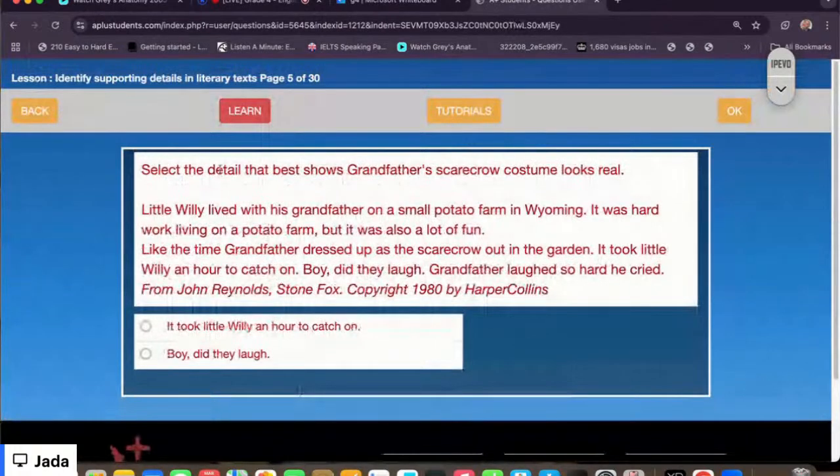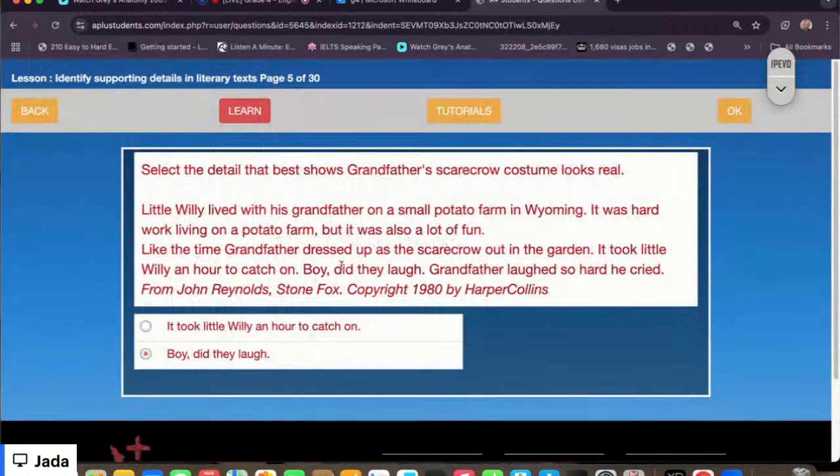Okay, so select the detail that best shows grandfather's scarecrow costume looks real. What do you think is the right one here? It took little Willie an hour to catch on. Boy, did they laugh. Alright. So little Willie lived with his grandfather on a small potato farm in Wyoming. It was hard work living on a potato farm, but it was also a lot of fun.